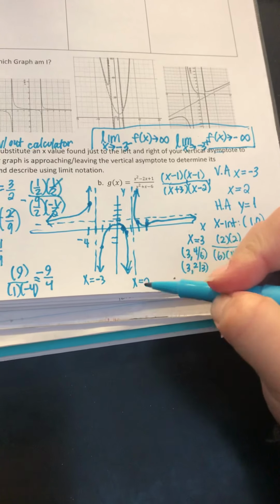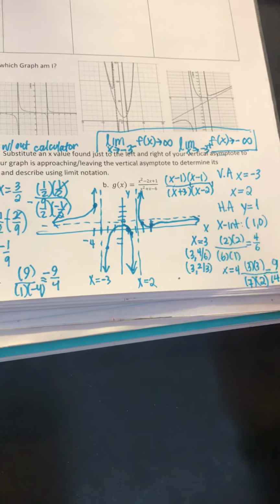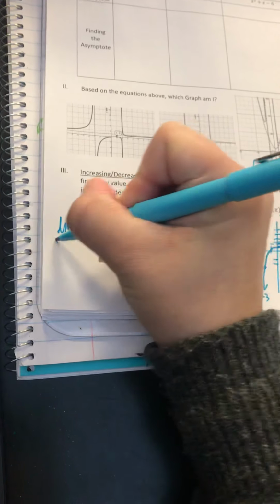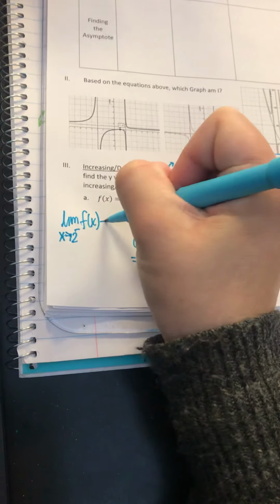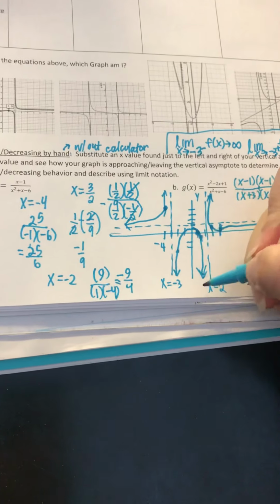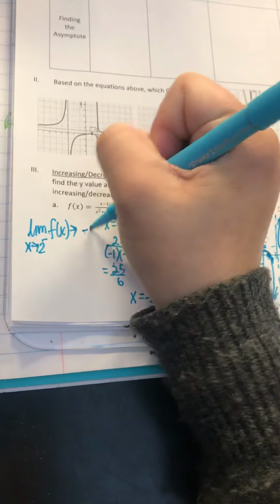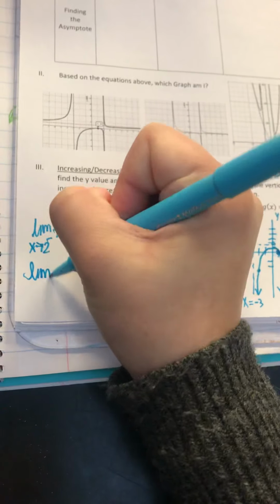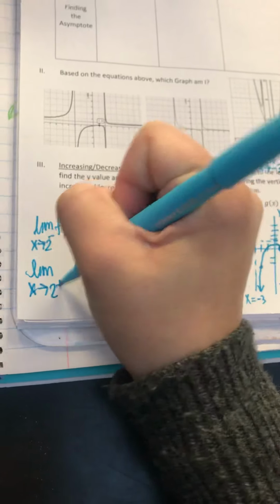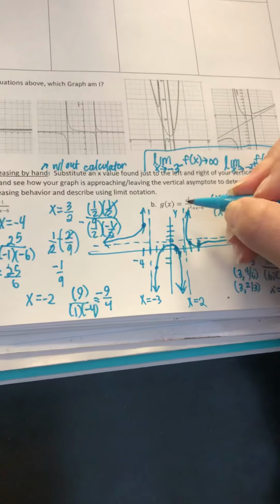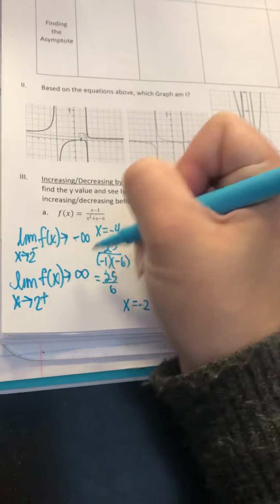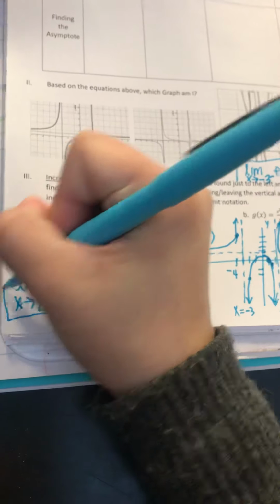Now we have one more vertical asymptote, and that's x equals 2. I ran out of space, so let me try it over here. The limit as x goes to 2 from the left side, f of x looks like negative infinity. And then the limit as x goes to 2 from the right side is going up to positive infinity. And there you have it.